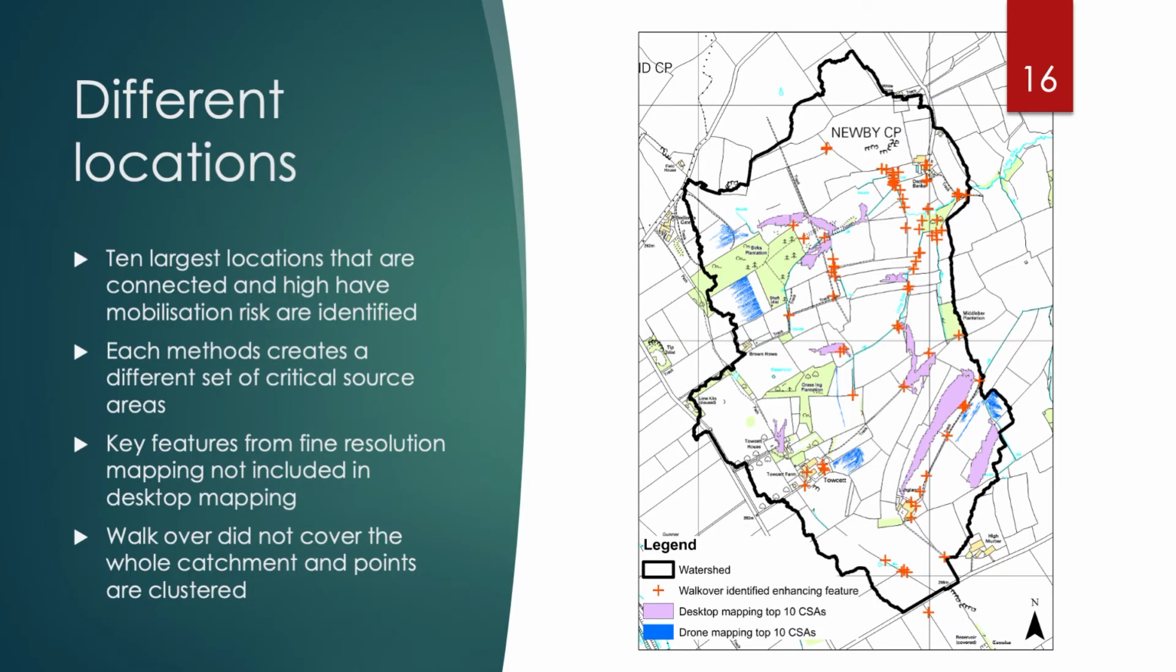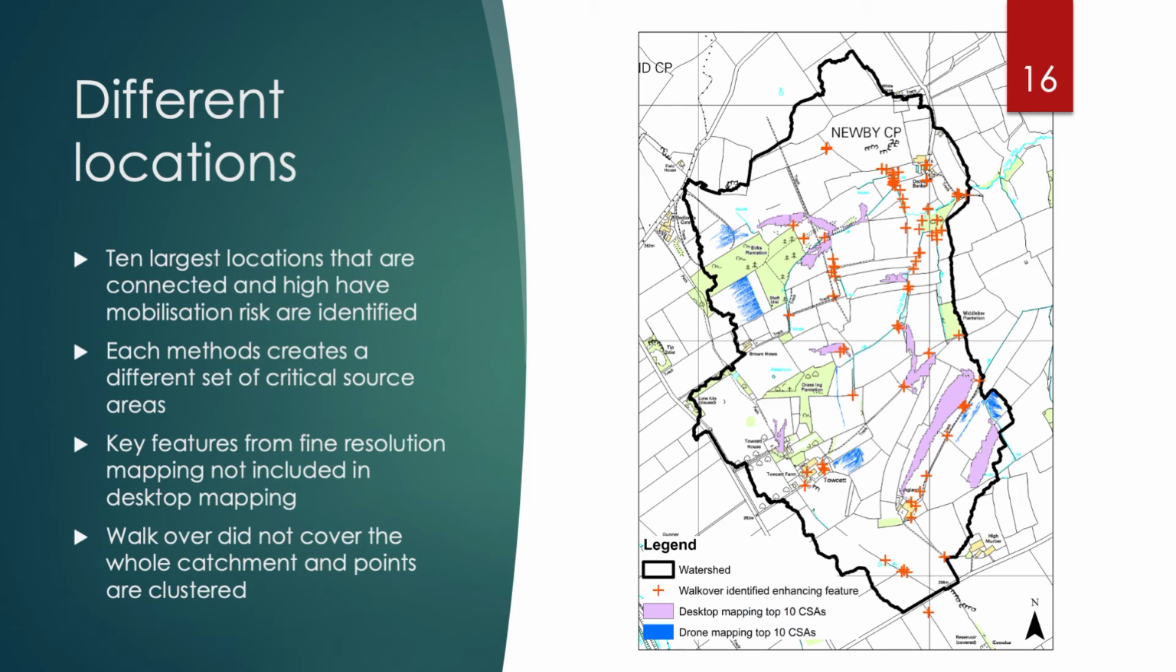Now, as I said, the idea behind this was to build a weight of evidence approach, where each of these 3 methods agree on an area, that gives it a very strong weighting, strong confidence that we should act there. What we found, however, is we were almost perfect disagreement across the 3 different methods. So on this map here, the red crosses are where the walkover survey identified accelerating features. The purple areas are desktop SCIMAP and the blue areas are drone SCIMAP.